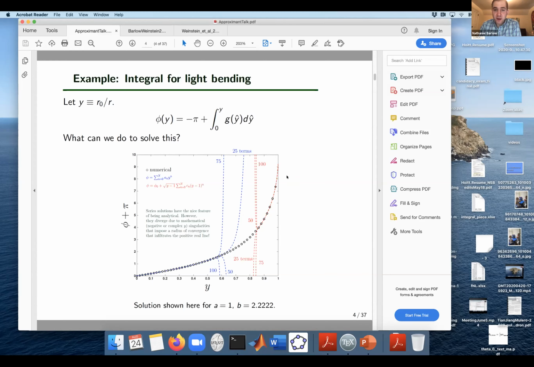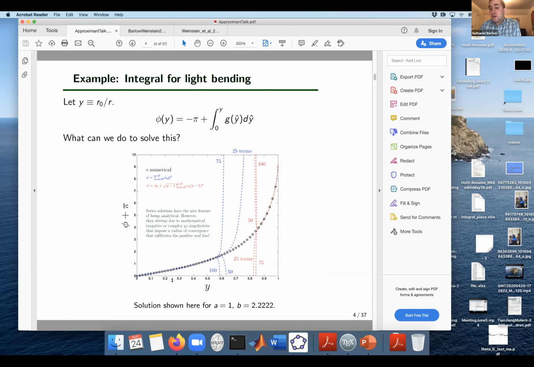And we also have an expansion in red about y going to 1. If you look back at the definition of y, this means that it's as close as it can be to the black hole, the light is. So you have these two different expansions, the red one and the blue one. And you keep on adding terms.